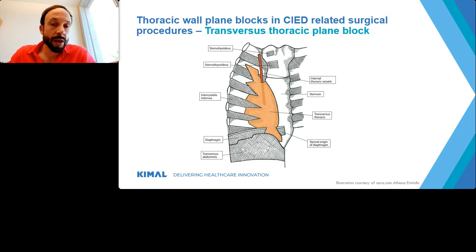So this is a drawing of the structure. This is the transversus muscle indicated as orange. Then we have the internal thoracic vessels as borderline structure, and behind this is the intercostalis internus, drawn in gray.